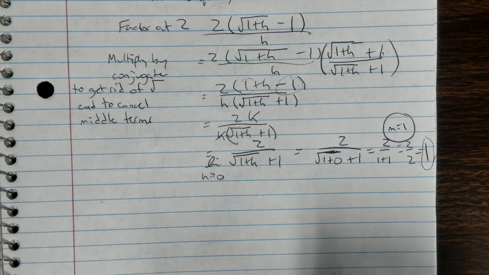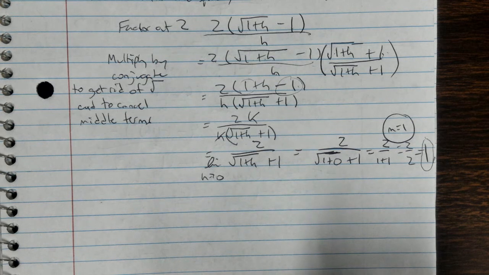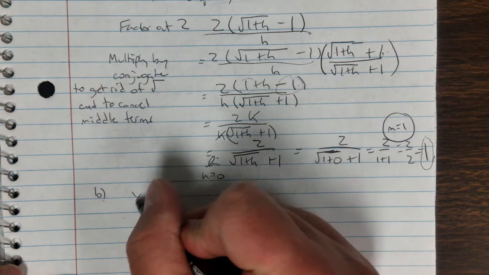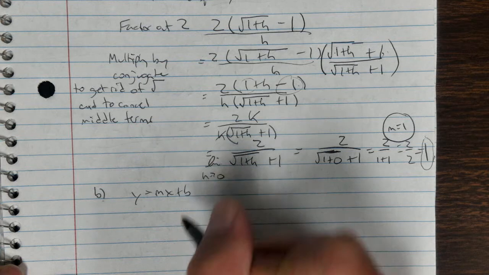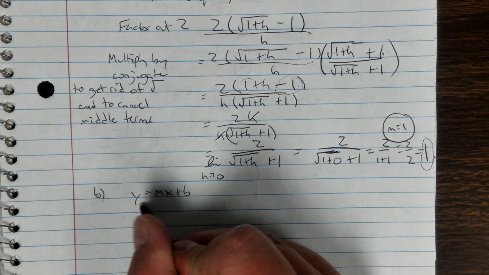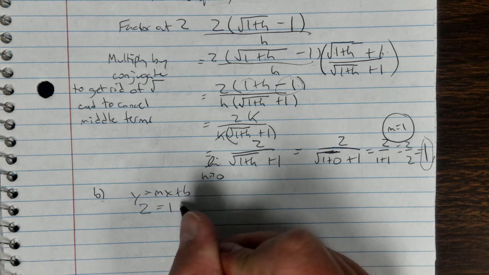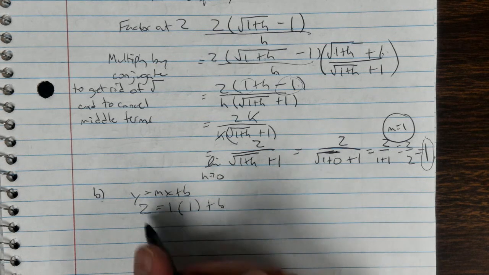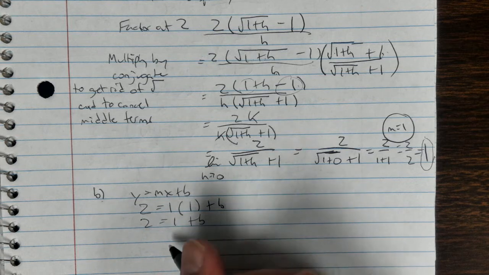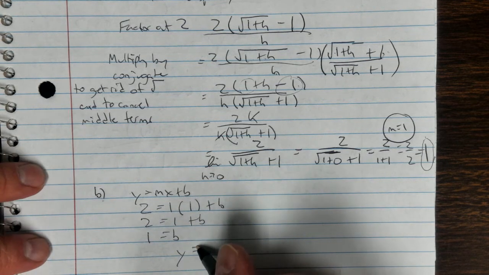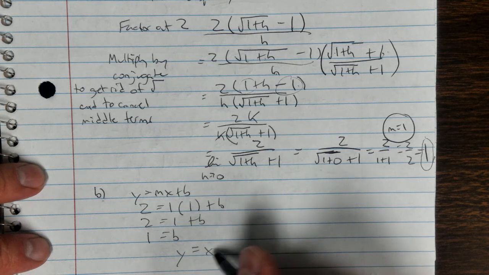Okay, and then we have y equals mx plus b. So this would be the y is 2, the m is 1, the x is also 1 plus b, so we get 2 equals 1 plus b, and so you get 1 equals b, which means you get y equals x plus 1.